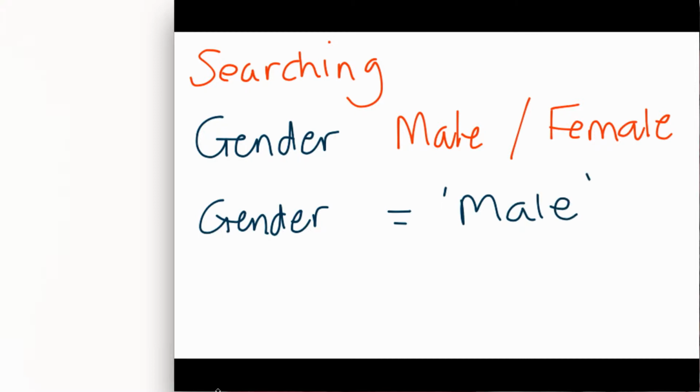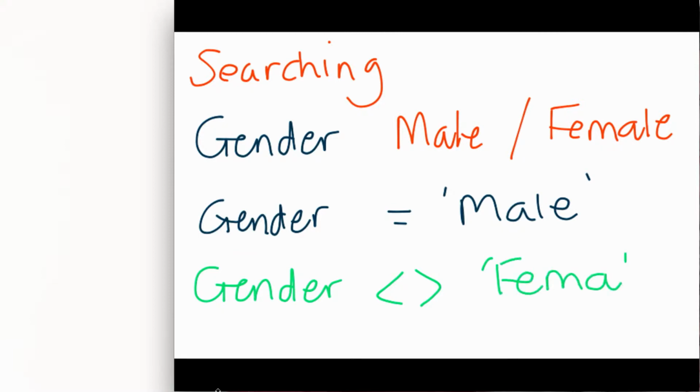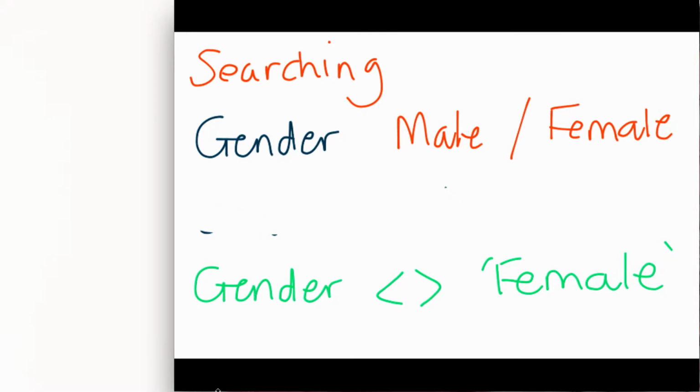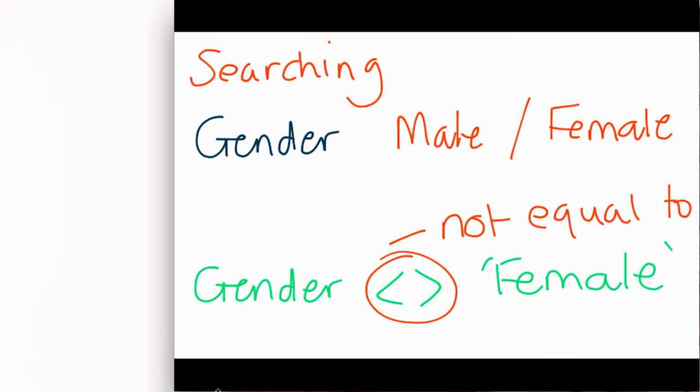Alternatively, what I could have done is say gender not equal female, and it would have given me exactly the same results as this. However, the operator that I used this time, as you can see, was not the equals operator. I've actually used the not equal to operator. So the less than and more than symbol together is the not equal to operator.